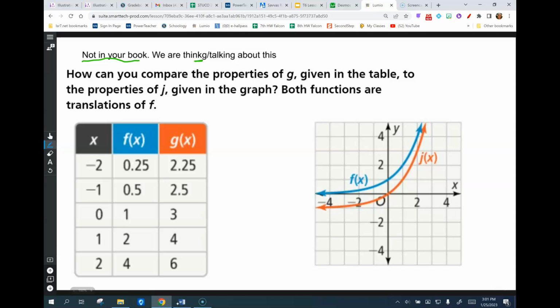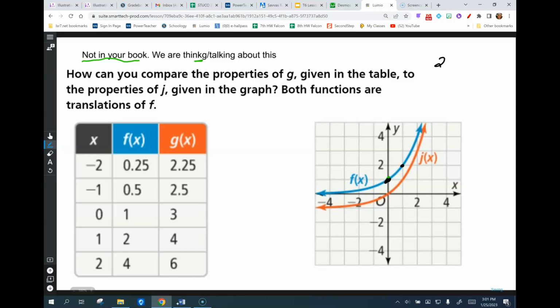I'll correct that later. How can you compare the properties of g given the table to the properties of j given the graph? Both functions are translations of f. So what we're going to do is look at this function first. Well, you can see right here, look at this point. So there's our y-intercept, and then when x is 1, y is 2.